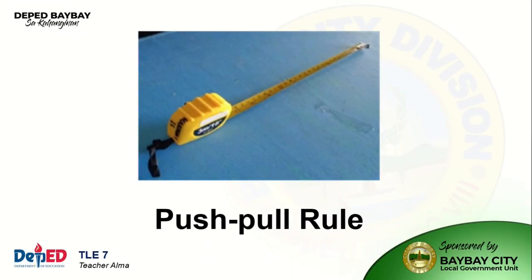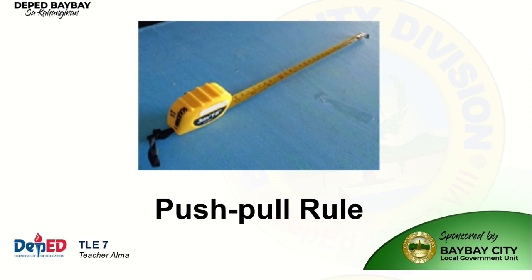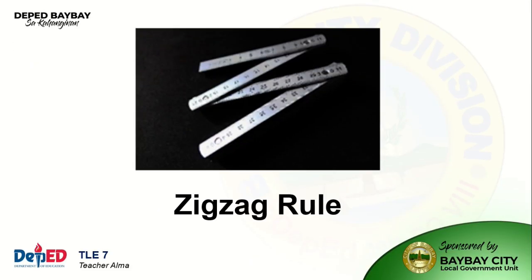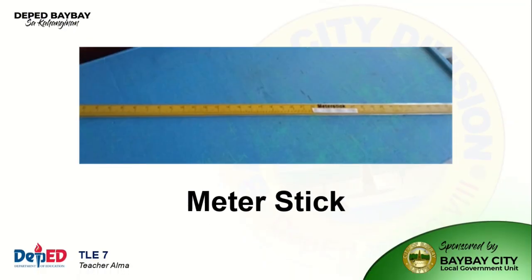Number one kind of measuring instruments we have is push-pull rule. It is used to measure long distances, available from 3.00 meters to 7.5 meters long. Number 2 is zigzag rule. It's available from 4 feet or 1.20 meters to 6 feet or 1.80 meters, commonly used by carpenters for rough layout. Number 3, meter stick, is a large ruler used for measuring size or distance using the metric scale. It can be used to measure the depth of soil, the height of a flower, or the width of a table.